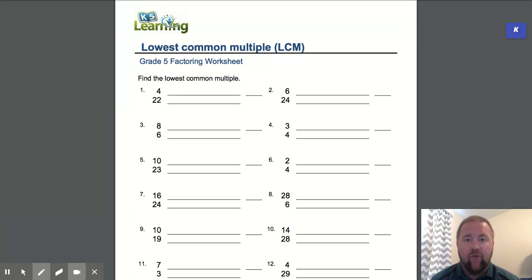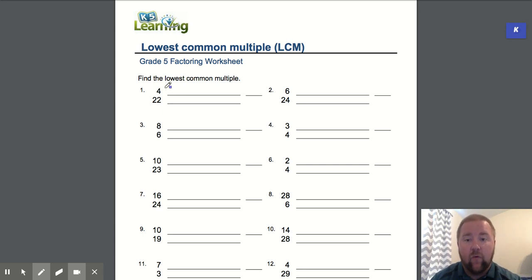A multiple is when you take a number and you multiply it by 1, 2, 3, 4, 5. Or you could also just be counting by that number. We're looking for the least or the lowest common multiple. The least or the lowest is the smallest number, right? And we're talking about multiples that they have in common.